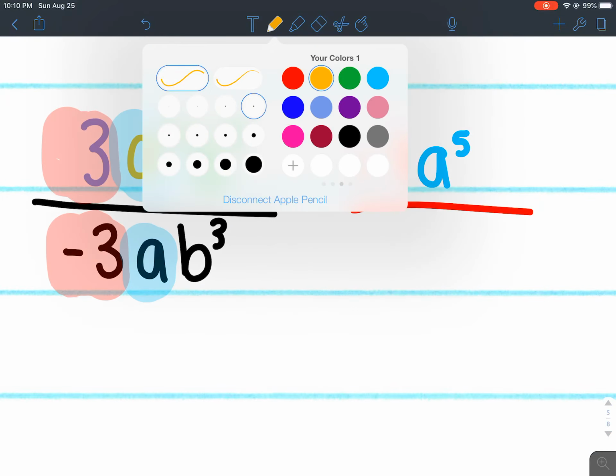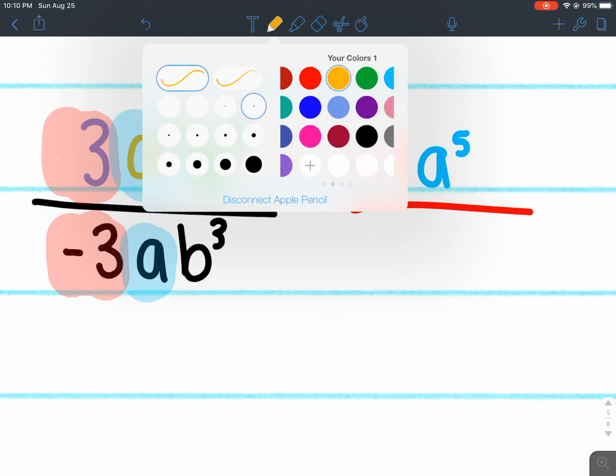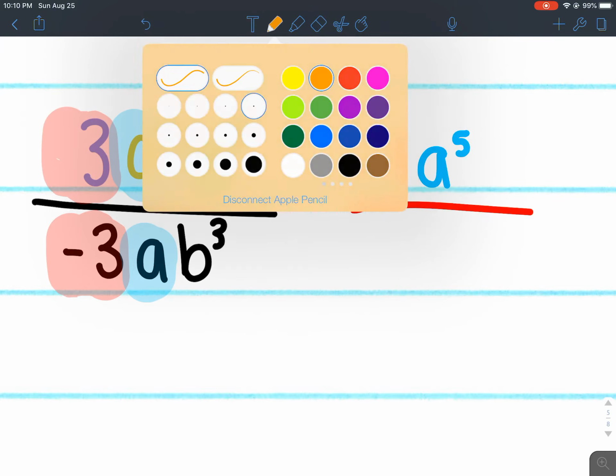Let's do... Sorry, I'm running out of like color options here. I don't have an orange. Let's use orange.